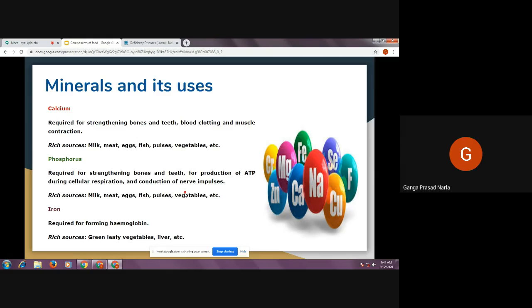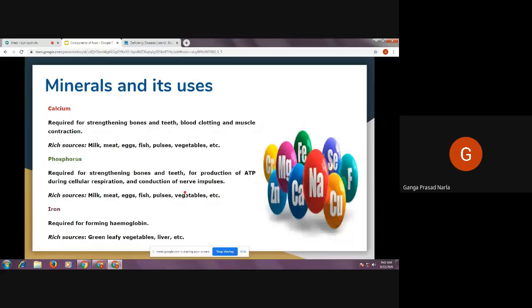So every human being's blood is red in color only. Okay, it looks like blue color if it is oxygenless blood. If the blood contains carbon dioxide, or is oxygenless blood, that blood looks blue in color, but actually blood is red in color because of hemoglobin. Okay, so to form hemoglobin we need iron. Is it clear, children? So iron is required for forming hemoglobin.